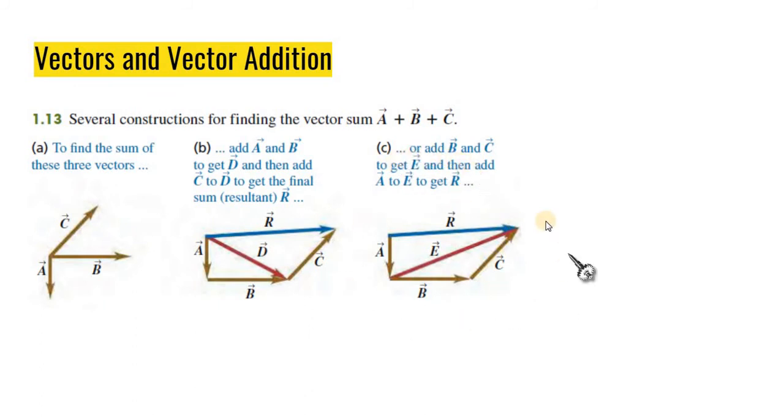Or you can also do this. You can also add vector B and vector C first, and then you get the resultant vector here, that is vector E, and then vector E plus vector A. So vector A plus vector E, you add it, then you'll get the resultant vector. But whichever way you use, you will always get the same resultant vector, that is R. So you may use the head-to-tail or tail-to-tail way.